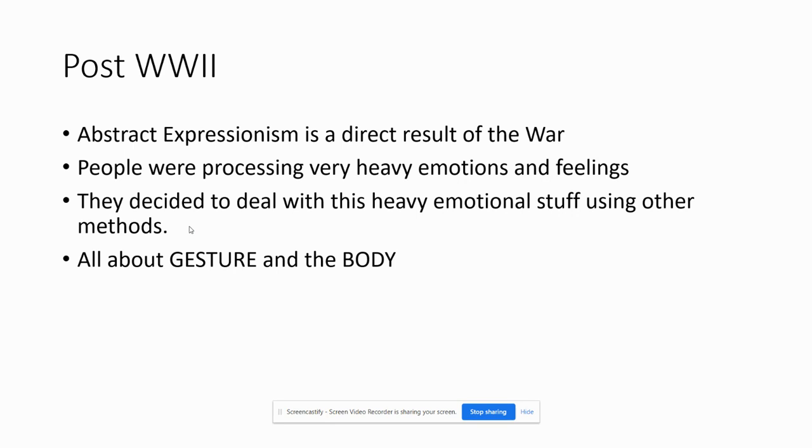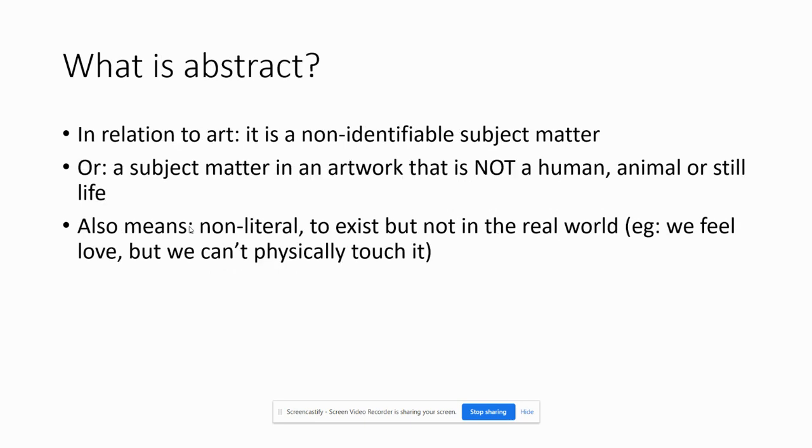So the way that they processed these feelings, these heavy things, is through their bodies, and also using non-representational, non-literal things. And I'll show you what I mean in a second. So what is abstract? I'm using this word a lot, but what does it mean? So in relation to art, a work is abstract if you can't literally identify the subject matter. So it's not a human, an animal, or a still life. If it is not any of those three things, it is an abstract work.